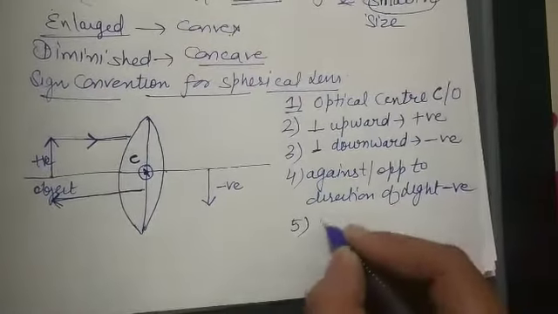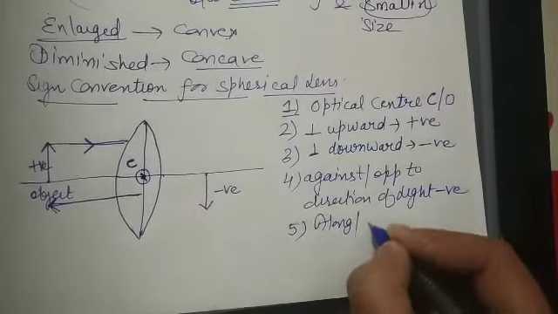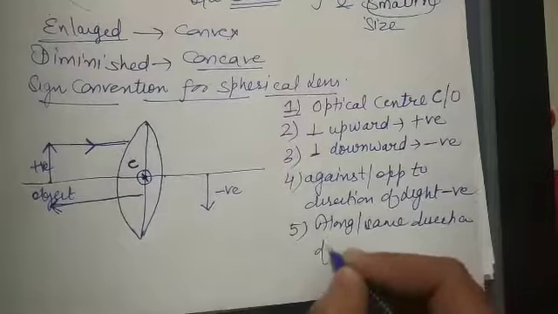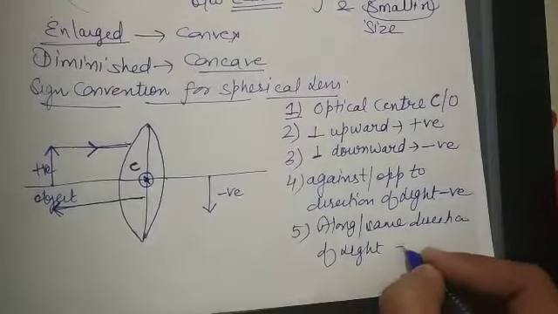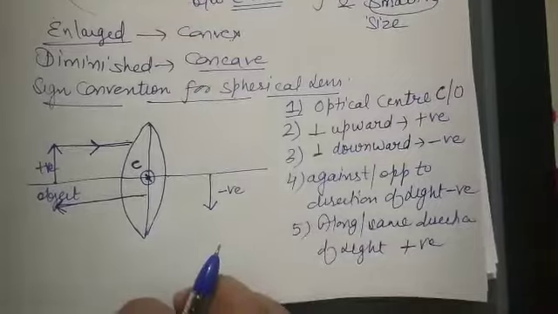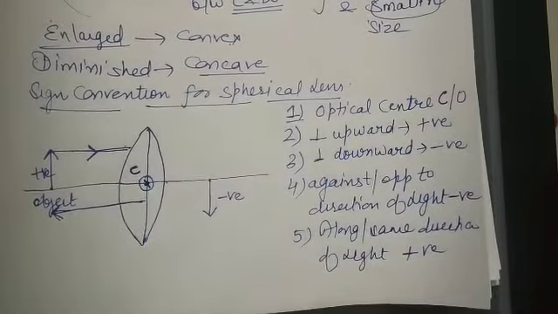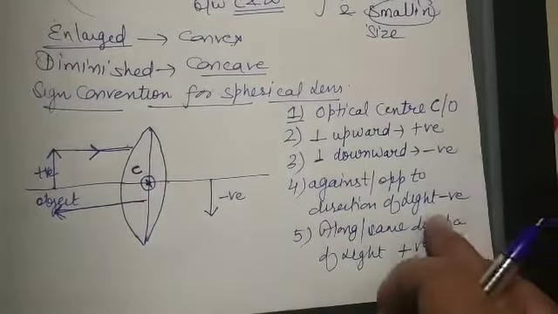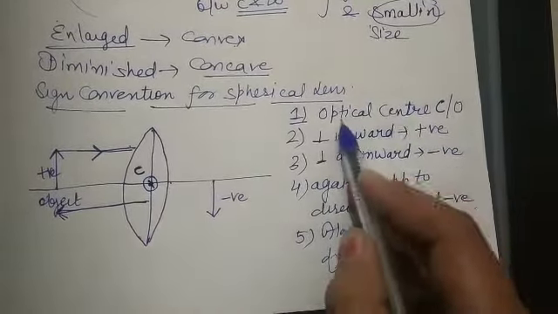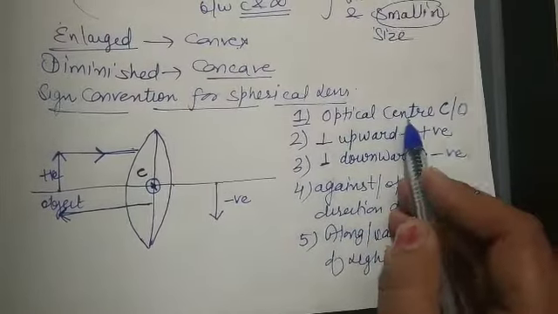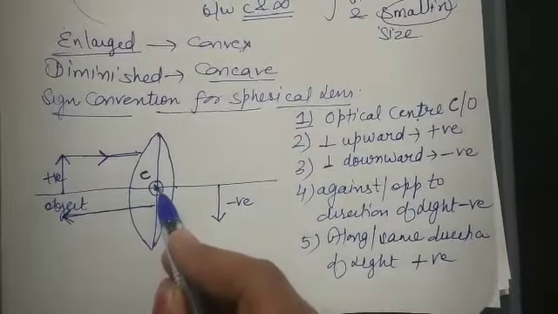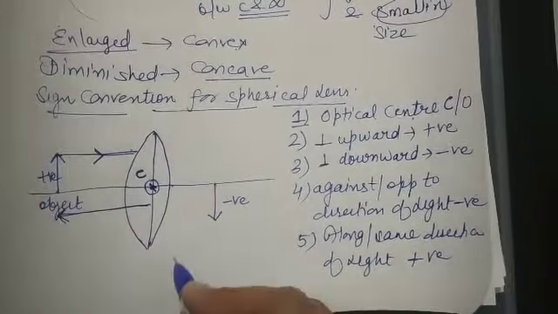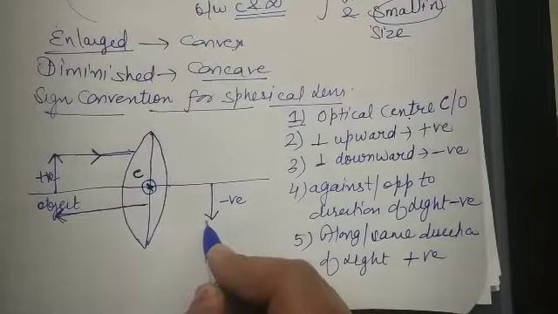And when we are moving along, or in the same direction as, the light, then it will be taken as positive. So these are the 5 sign conventions that we have to follow for our numerical solutions. Let's revise. The optical center acts as the origin, the reference point. Distance measurement starts from this point. Perpendicular upward is positive, perpendicular downward is negative.